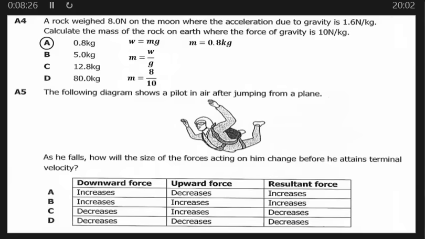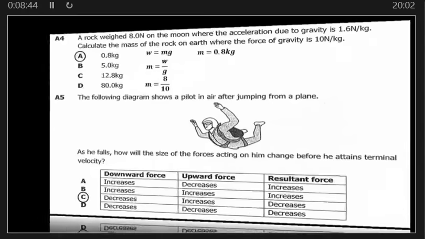So at that point, when the pilot is about to reach terminal velocity, the downward force must decrease, while the upward force must begin increasing. So at that point, the resultant force also must decrease. So this tells us that our answer must be D.